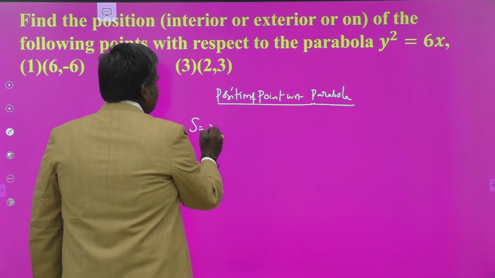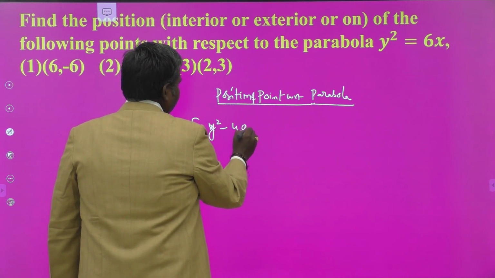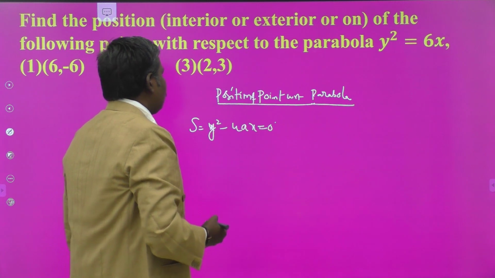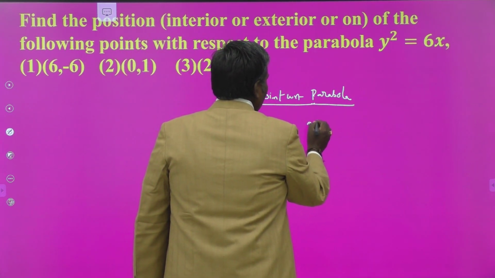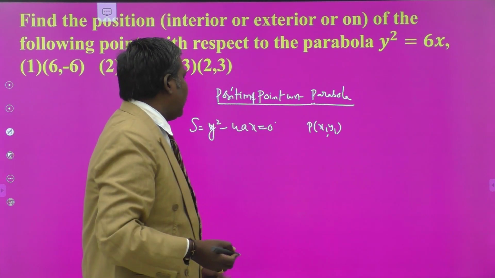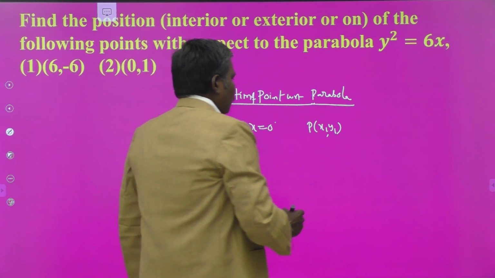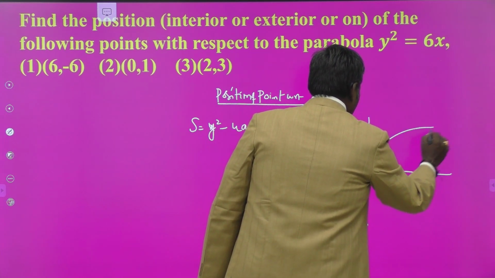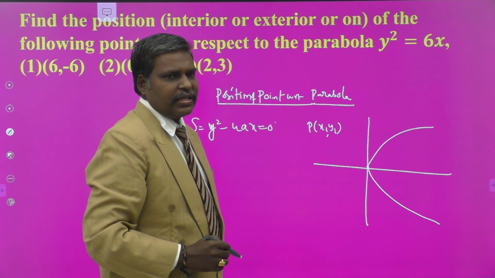Consider the parabola S equal to y square minus 4ax. Consider the parabola equation, that is S equal to 0, that is y square minus 4ax equal to 0, and P(x1, y1) is in the plane of the parabola. We have to check whether the point is outside, on, or inside the parabola. How to obtain this? Let us see. This is the parabola in the standard form, y square equals 4ax.